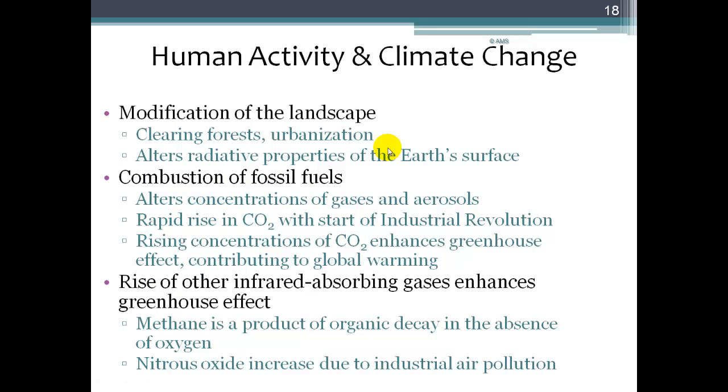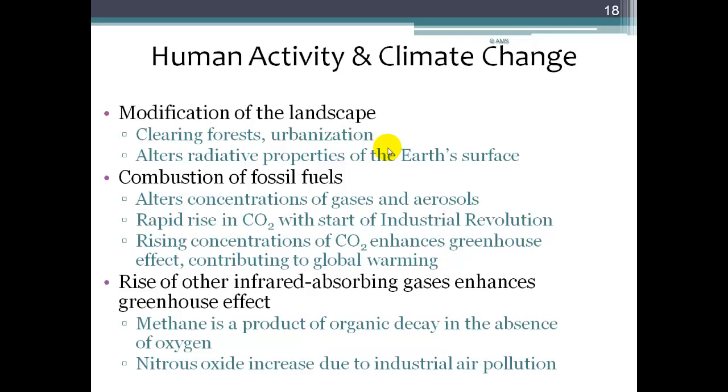And then there's human activity that can affect climate change. This can happen through the modification of the landscape, clearing out forests, building urban areas. We know that this changes the climate of the area. It affects the radiative properties of the Earth's surface, and that affects the temperature and precipitation patterns.